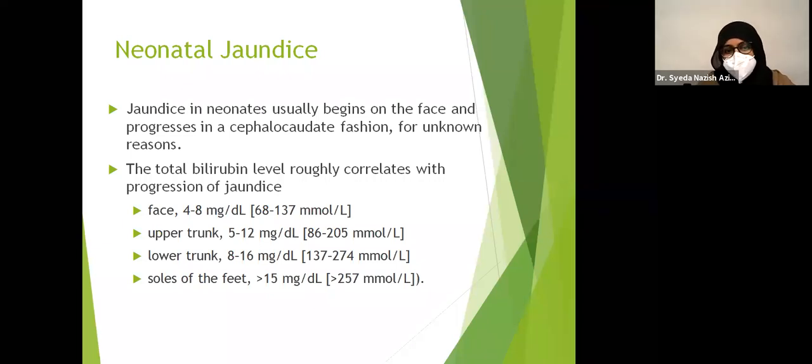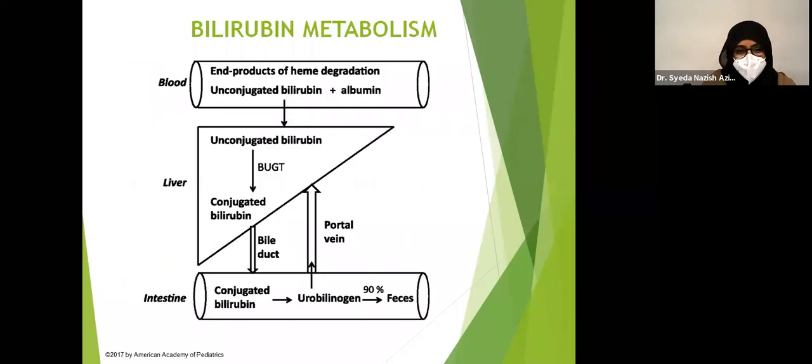If the jaundice extends to the upper chest, then it roughly correlates with the total serum bilirubin level of 5 to 12 milligram per deciliter. If it progresses further to involve the lower trunk as well, then it roughly correlates to 8 to 16 milligram per deciliter of total serum bilirubin level. And if it progresses all the way to the soles of the feet, they usually consider the total serum bilirubin level greater than 15.